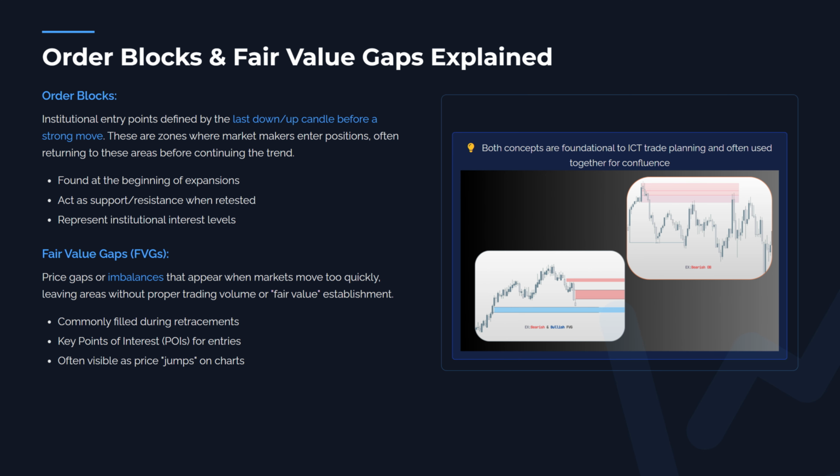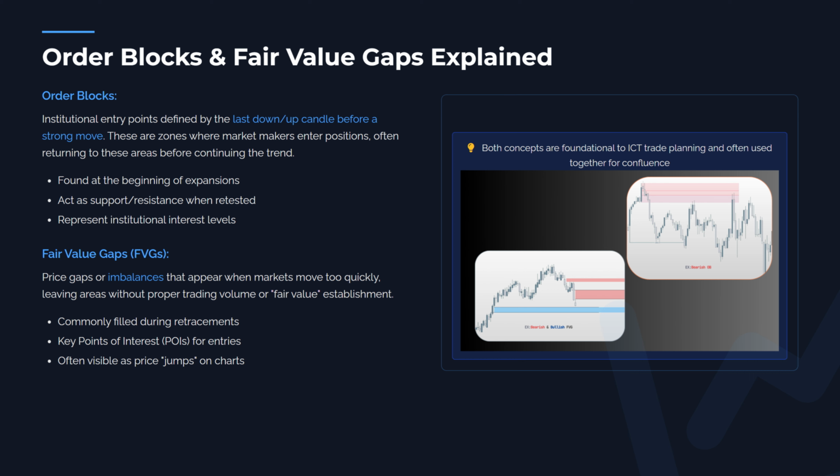First, let's talk about order blocks. Imagine you're at a busy restaurant and there's one table where all the VIP customers sit. That table becomes significant because of who sits there. Order blocks work the same way. They're significant because of who traded there. An order block is simply the last opposing candle before a strong move. If price shoots up strongly, the order block is that last down candle before the move began. If price falls strongly, the order block is that last up candle.